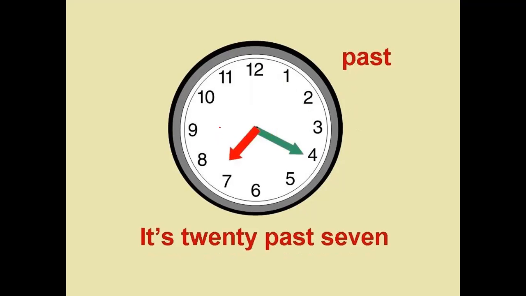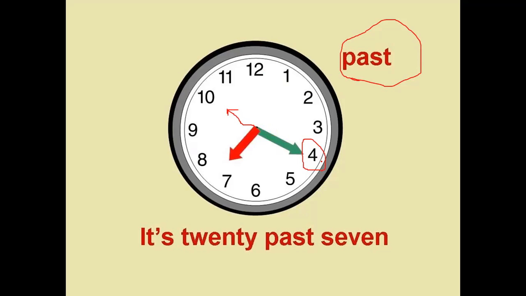What time is it? We can read starting from the minutes now because it's past. Let's count the minutes. It's 20 past. That's 20 minutes. It stands for number 4. It's 20 past 7. If I spin the hour hand to number 10, it will be 20 past 10.